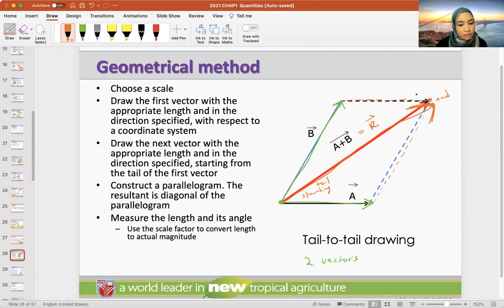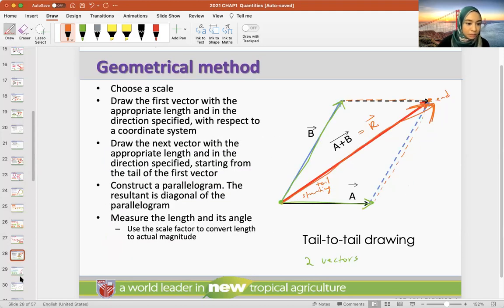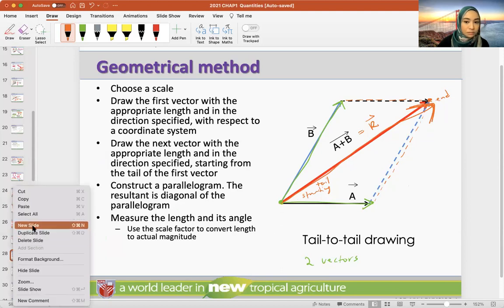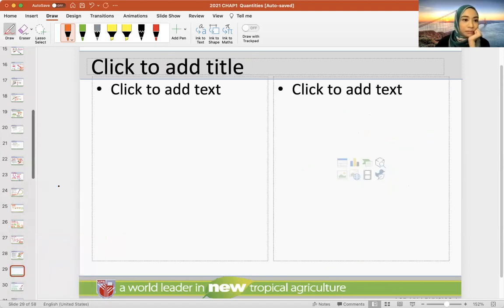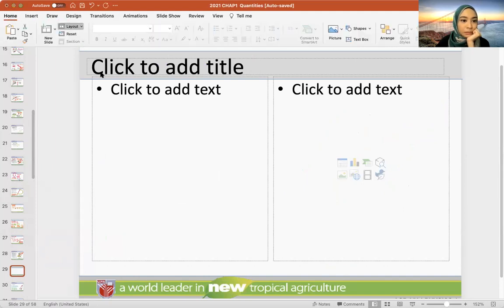So let's try a different one. Let's see if we have another example of that. No. Let's make up one. New slide. Okay, so I have design, home, layout, plan.